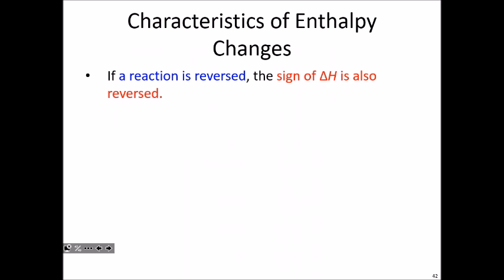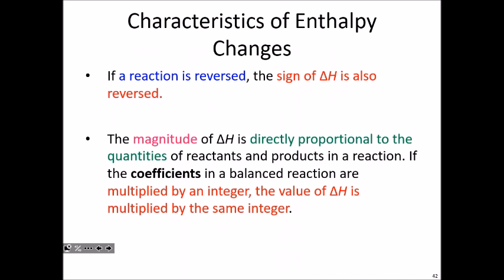Now, if you have a series of steps and you have to reverse one, this is what you do: you change the sign on the delta H. So that's one thing you can manipulate when you're doing Hess's law: you can reverse a step, and then you change the sign of the delta H.